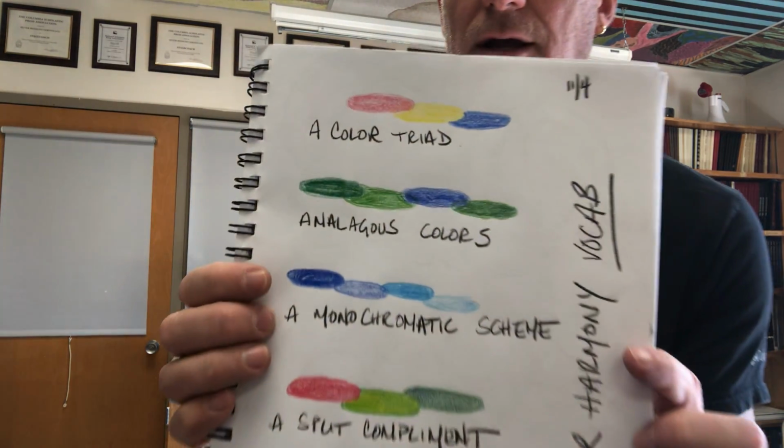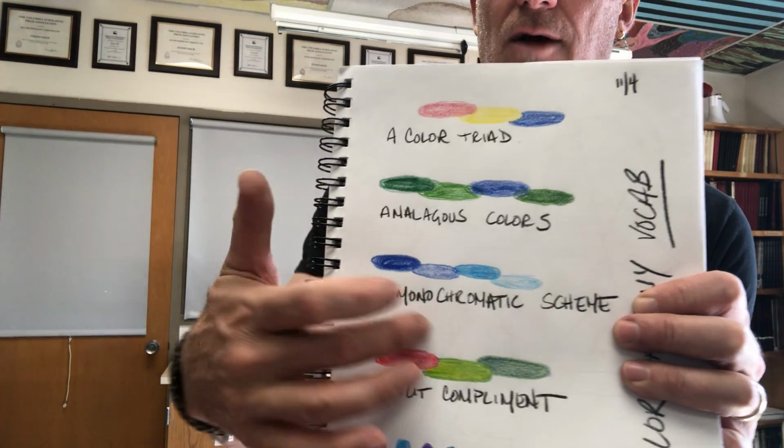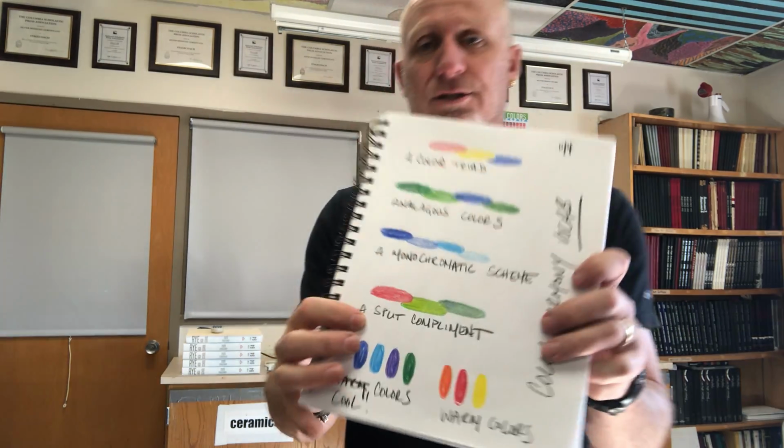A monochromatic color scheme is a color scheme where you just have kind of one color and different tints and shades of that color. So playing with the blues in my colored pencil pack, I made a monochromatic color scheme here of blues. The next one is the split complement. This one's a lot of fun.